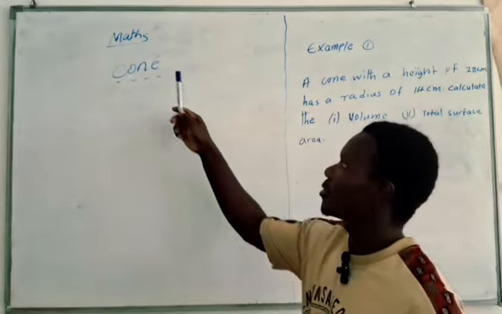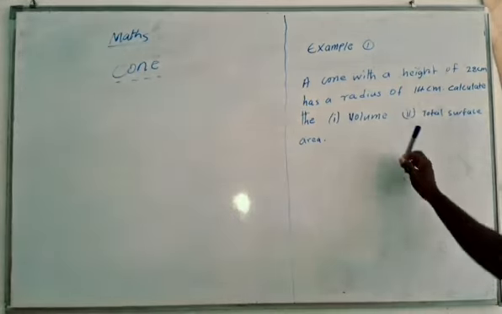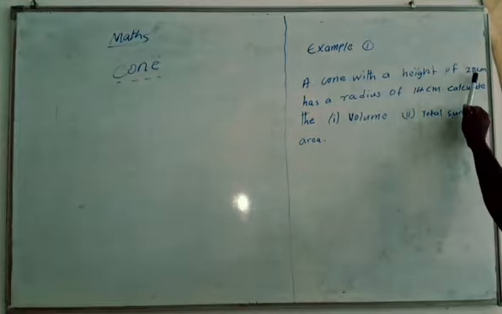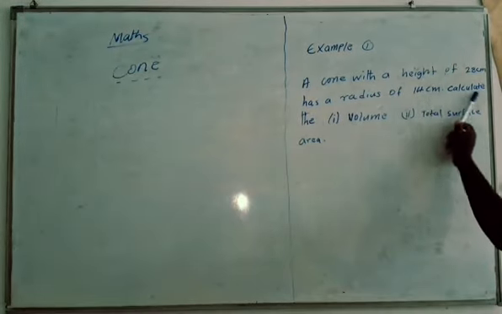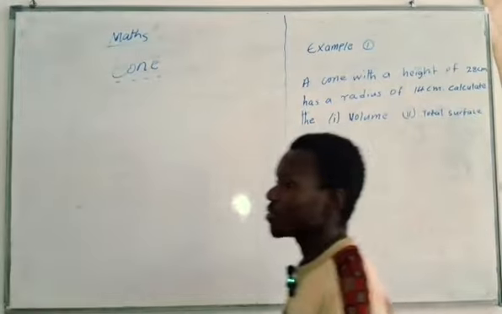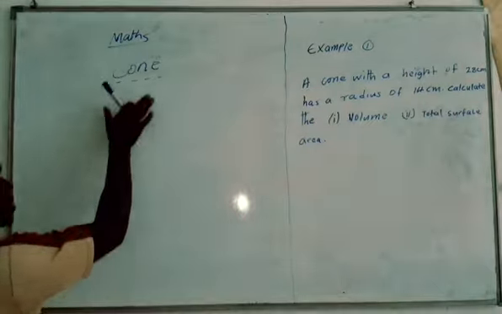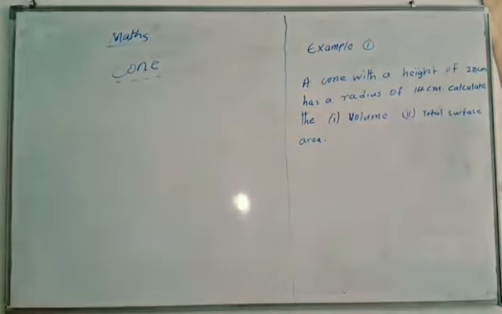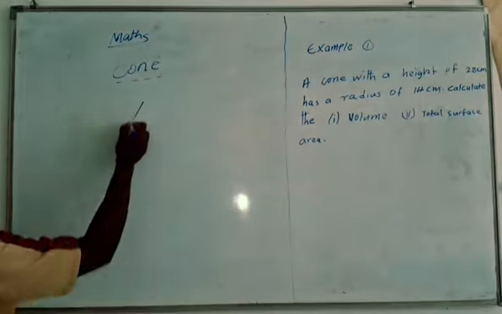Today we have a new subtopic, cone. And we have a question here. A cone with a height of 28 centimeters has a radius of 14 centimeters. Calculate the volume and also the total surface area of the cone. Before we solve the question, I guess we have to understand what a cone is first. I guess some of you have seen a cone.